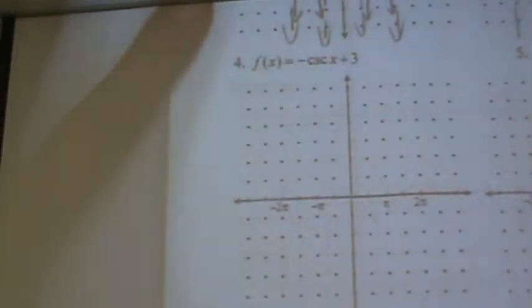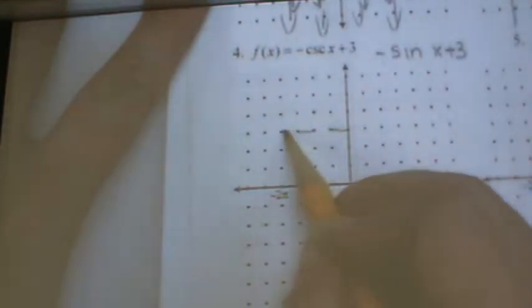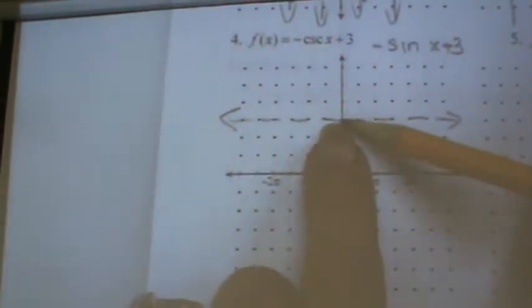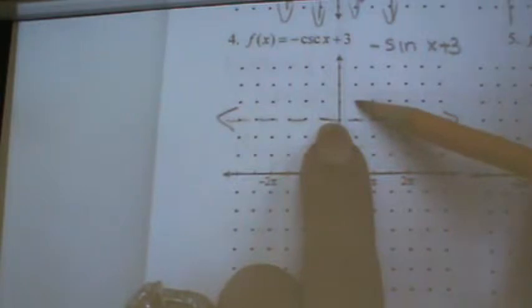Number 4. What are you gonna do here? Start where? You're graphing negative sine x plus 3. So where do you start? 3 above. So now, instead of going on, above, on, below, on, what are you gonna do? Instead of on, above, what are you gonna do? On, below. Yep. On, below, on, above, on.